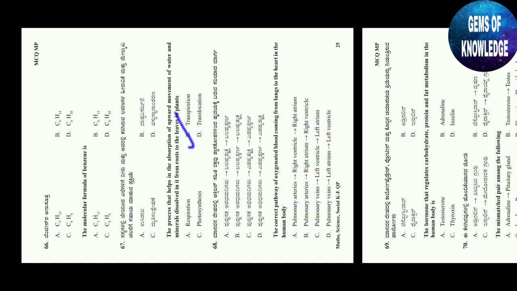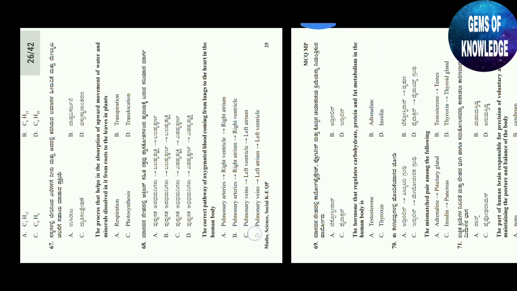That process is called transpiration. Okay, transpiration is the process where water and minerals are absorbed and moved upward from the roots to the leaves. The leaves will suck all the water and minerals in the upward direction. So this process is called transpiration. Okay, so here B1 is the correct answer, transpiration.